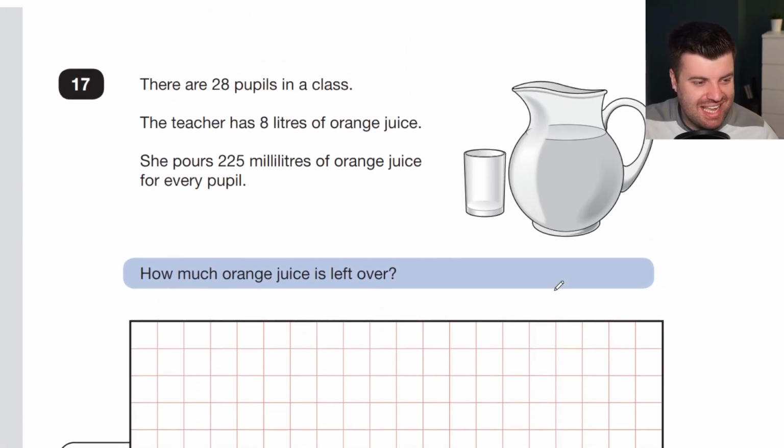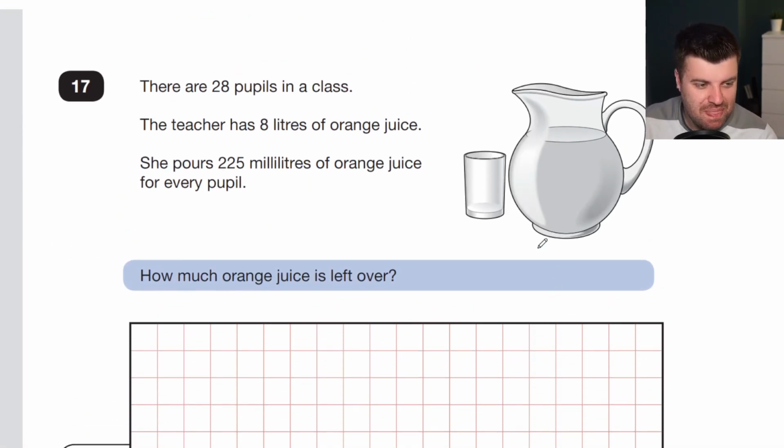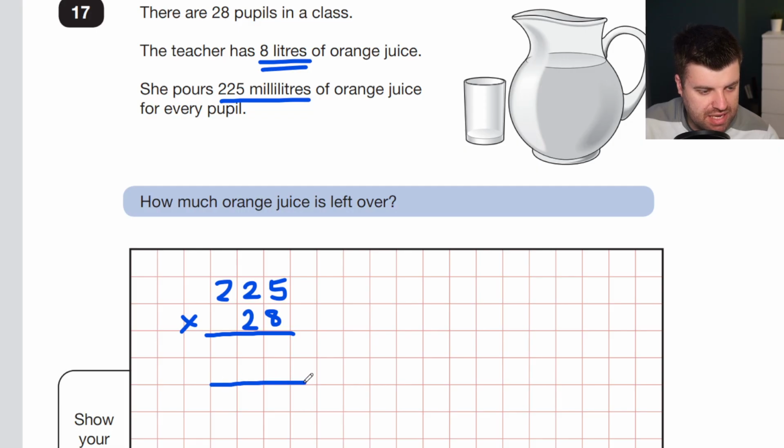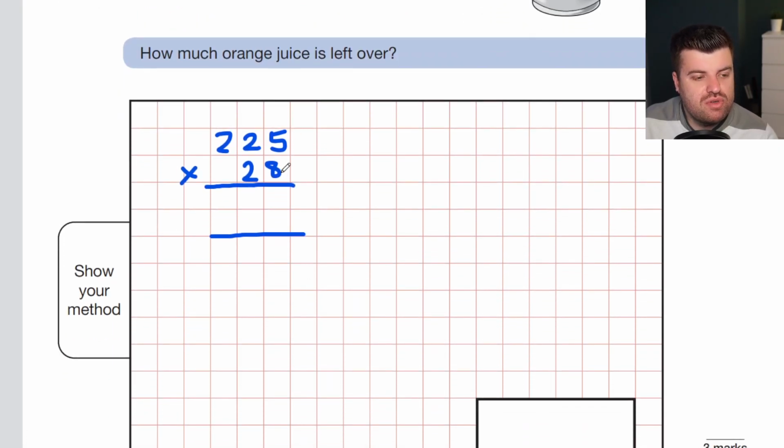Question 17. There are 28 pupils in a class. The teacher has 8 litres of orange juice. She pours 225 millilitres for every pupil. How much orange juice is left over? Wow, what a question. We need to do 225 and we're going to multiply it by 28. So we can do that to find out how many milliliters she poured. This is going to be long multiplication now. So 28 pupils, 225 each.